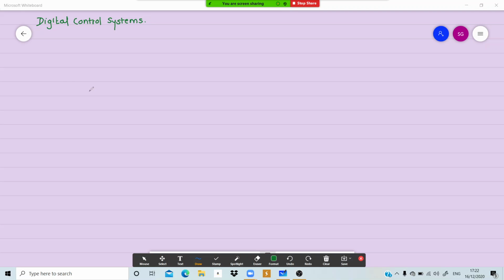Now, when we are talking about digital control systems, the very important thing is that all the data is in analog terms, that is, it is continuous, but the need is there that it should be discretized or digitized, right? Continuous signals are more accurate compared with digital signals, but handling of digital signals is more easy compared with analog signals.